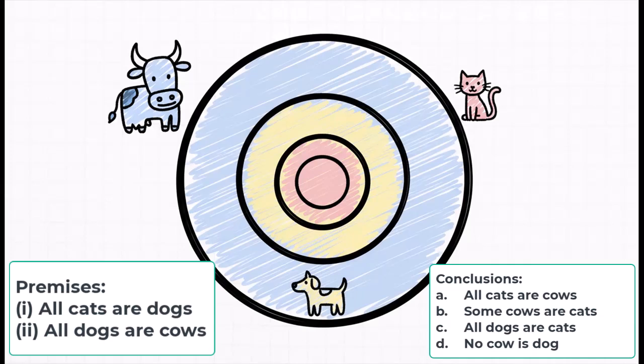You've got the cat circle inside the dog circle, and that whole dog circle is inside the cow circle. I mean, looking at that picture, you can't possibly deny that all cats are cows. And of course, if all cats are cows, it has to follow that some cows are cats. So both conclusions are totally solid.